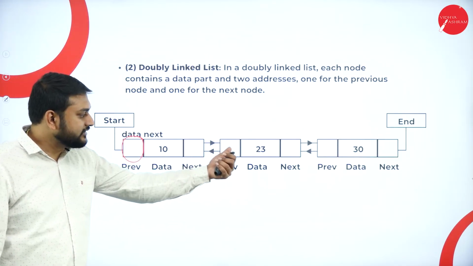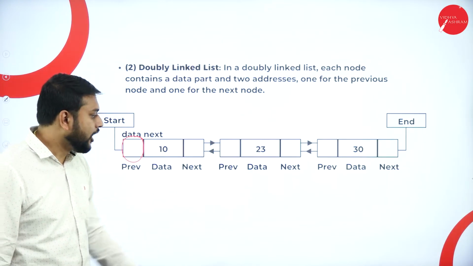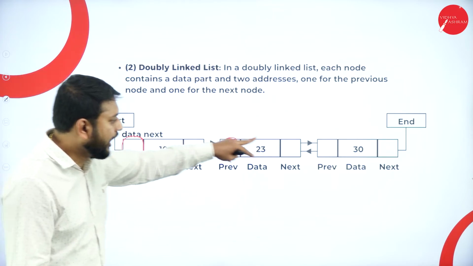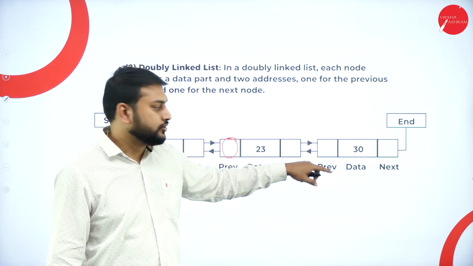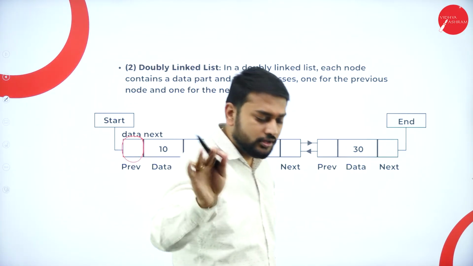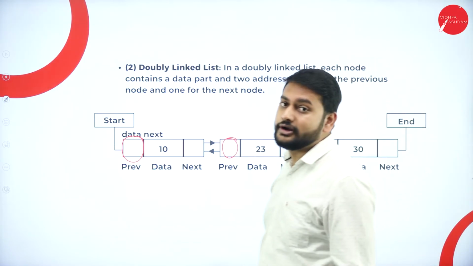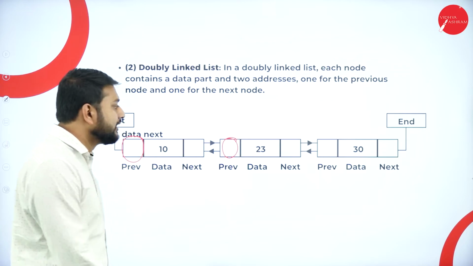So guys, this will give me the next. Observe here. Here I have the address of the previous node and this has the next node. The same thing happens in all the nodes, which will help me to traverse front and back. That's the advantage that we have with the doubly linked list.